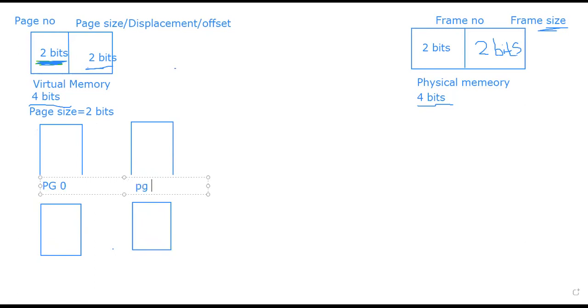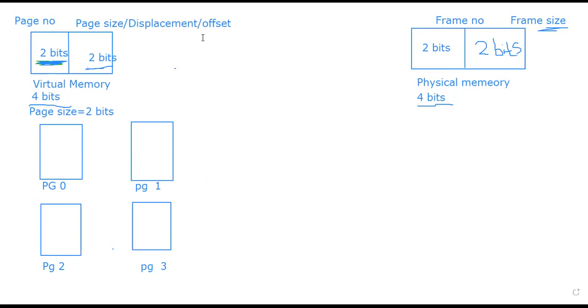Page 1. And this is going to be page 2. And this one is page 3. So if you take the count, there will be 4 pages. So now it is clear, 4 pages will be created.